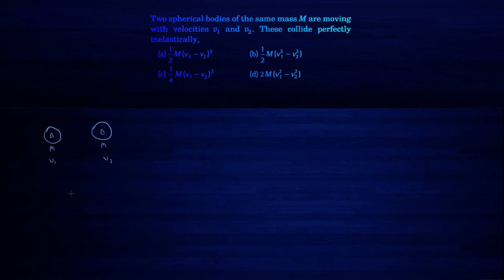So from conservation of linear momentum we can write m times v1 plus m times v2 is equal to m plus m times v dash. So v dash is equal to (v1 plus v2) by 2.